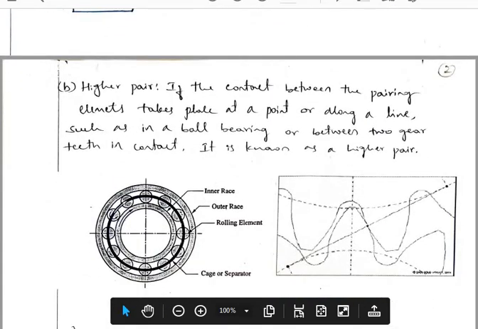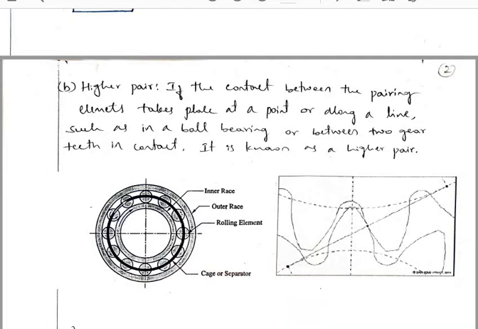Then what is this higher pair? If contact between the pairing elements takes place at a point or along a line, such contacts are called a higher pair, such as a ball bearing, or between two teeth in contact, there will be a line contact. So such a contact is known as a higher pair.